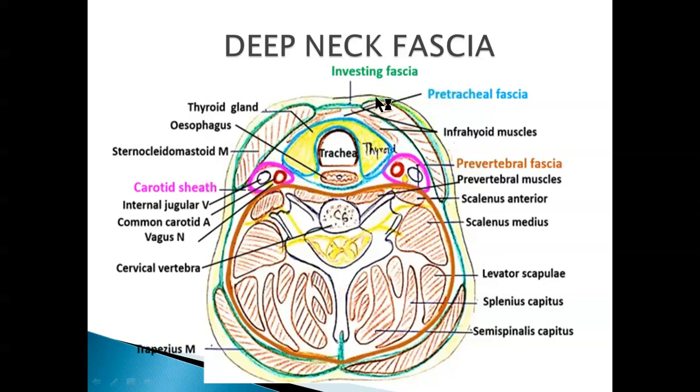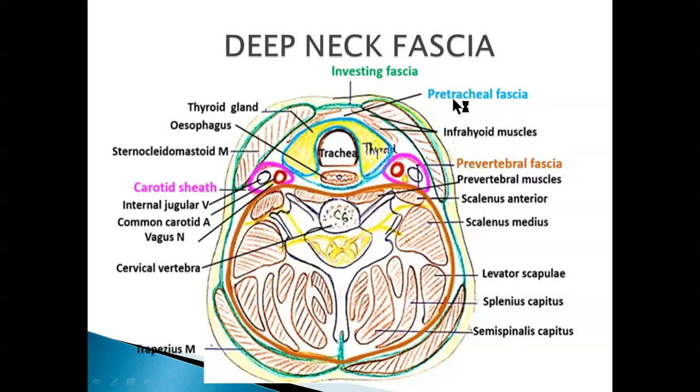As we know till now, superficial fascia was very easy to understand. It's not that complicated. Now, deep neck fascia is an umbrella term, which itself has different layers. So here we can see one part. Deep neck fascia is divided into the investing fascia. It is also divided into the pre-tracheal fascia, and it is divided into the pre-vertebral fascia.